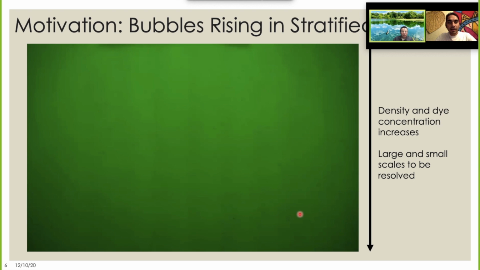It's very important to study the dynamics here. So, just to give a small motivation, I wanted to show this video where there are bubbles rising in stratified flows. At the bottom there is higher density salt with more dye concentration, and you can see as the bubbles rise, various eddies of various sizes are formed, and lots of complicated dynamics is going on here that we need to study and model to be able to model different kinds of multiphase flows. This is a very nice flow visualization that I wanted to share from my research.